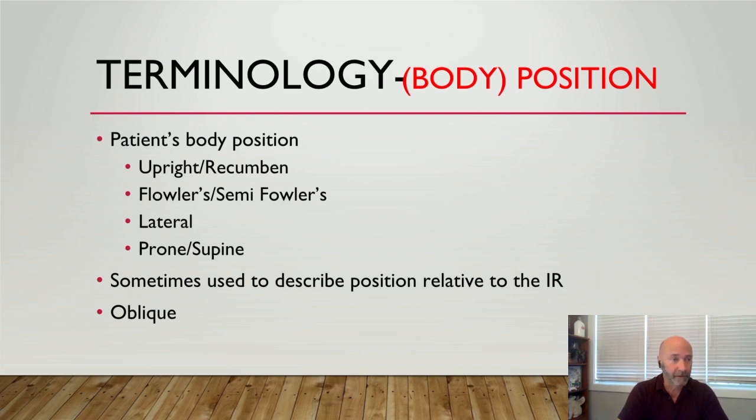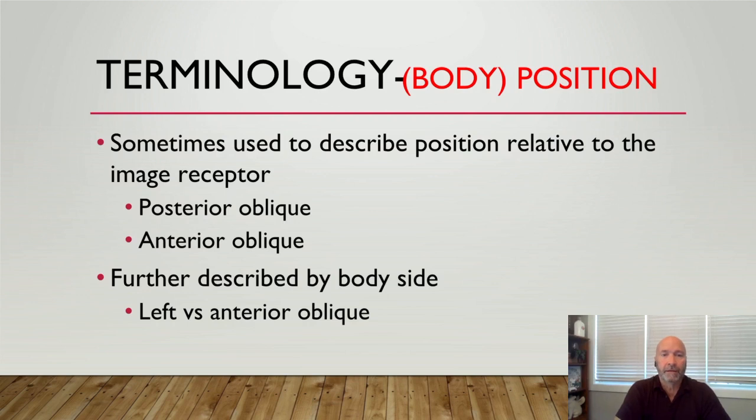And then we have a little bit of compound things like oblique. Oblique means that the patient isn't facing towards the image receptor and they're not facing 90 degrees from the image receptor, which would be a lateral position. They are facing in some degree in between those two positions. So again, body position is sometimes used to describe the position relative to the image receptor. It becomes more complicated with your oblique.